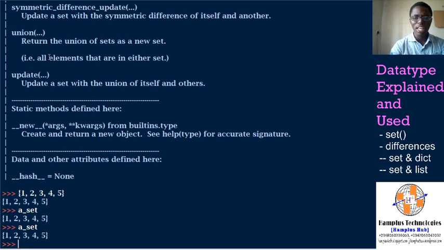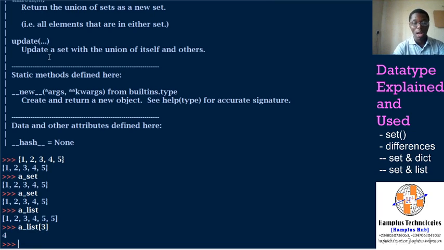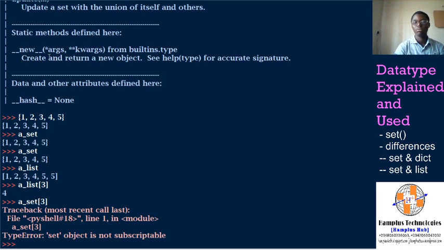Now, in a list, you can use a underscore list, and we can get a underscore list of 3 and it gives us 4. Can we also do this in sets? No, we can't do that because set has no order. To get a value from a set, you have to use a technique called hashing. That will be discussed in a subsequent video. But set has no order.